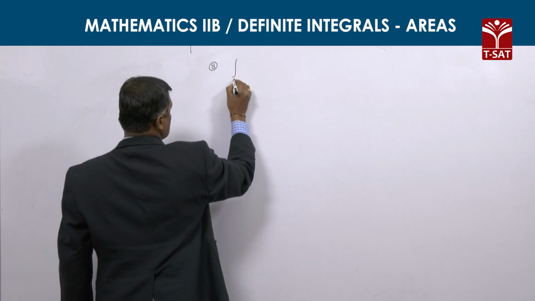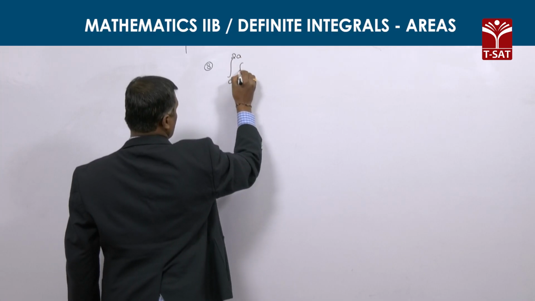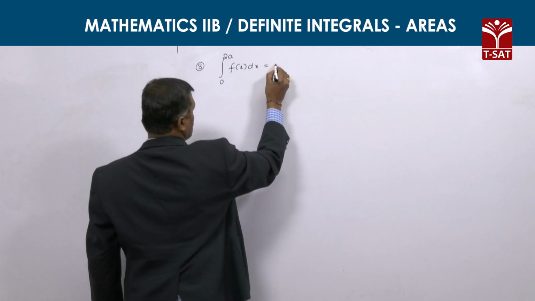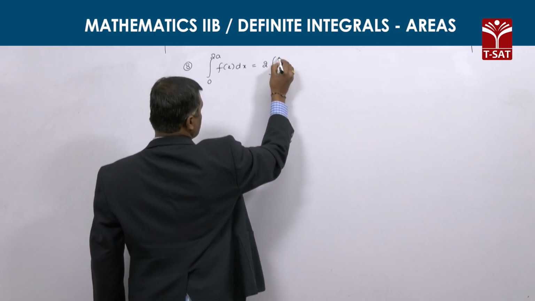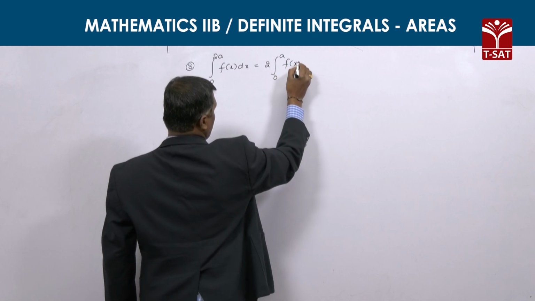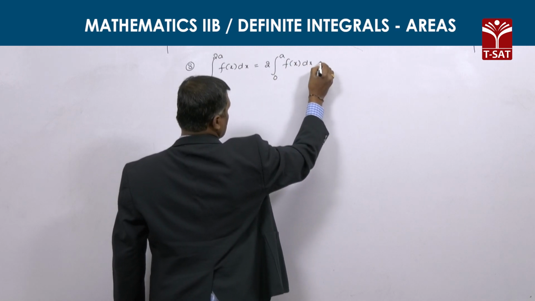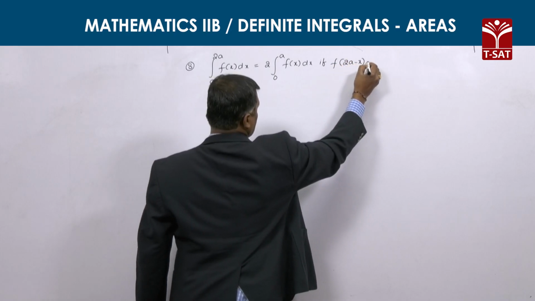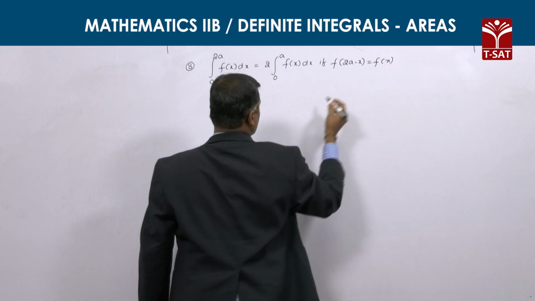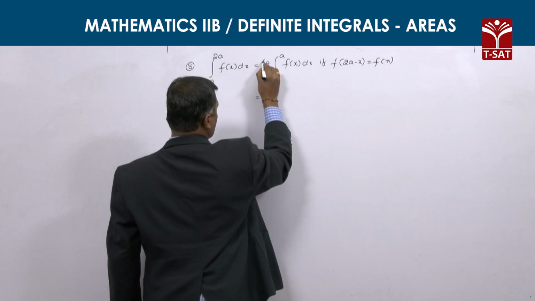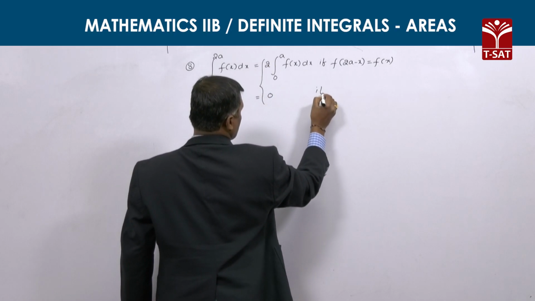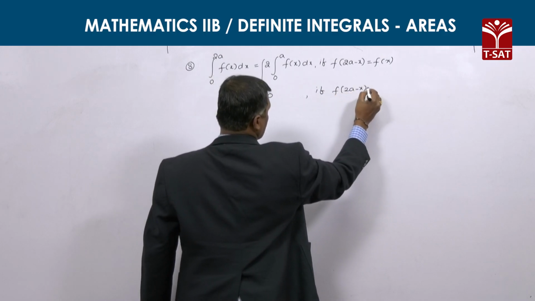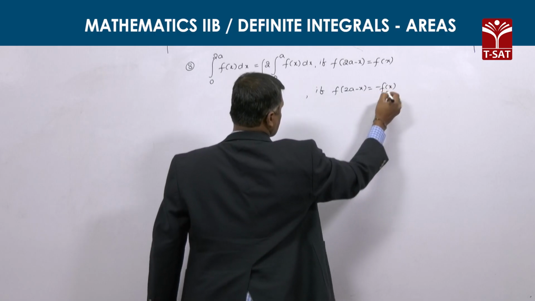Integral of 0 to 2a f of x dx is equal to 2 into integral of 0 to a f of x dx if f of 2a minus x is equal to f of x, and is equal to 0 if f of 2a minus x is equal to minus f of x.